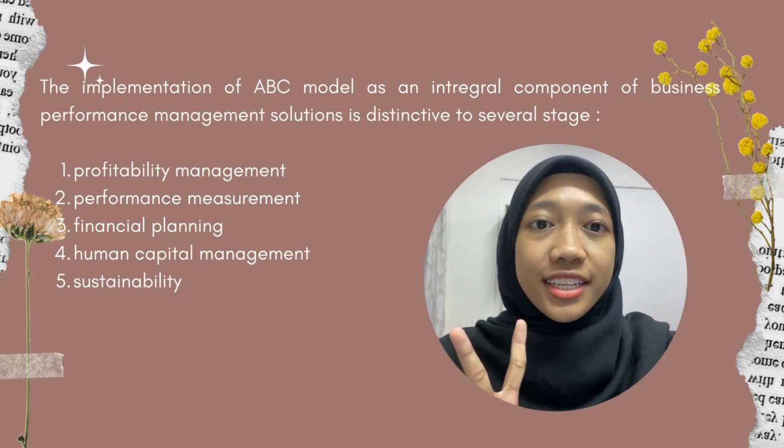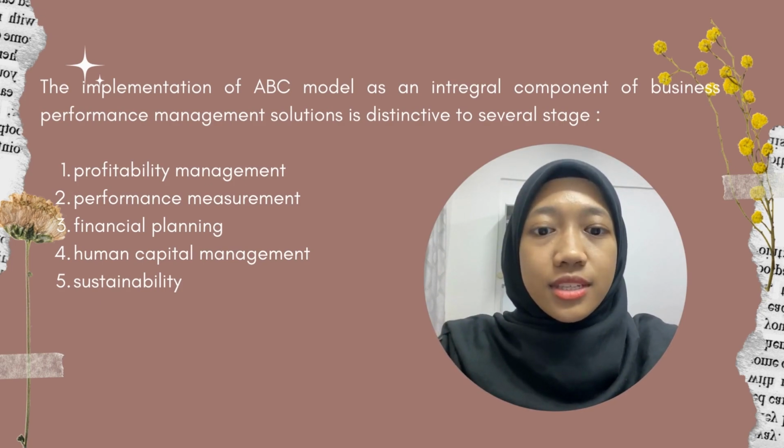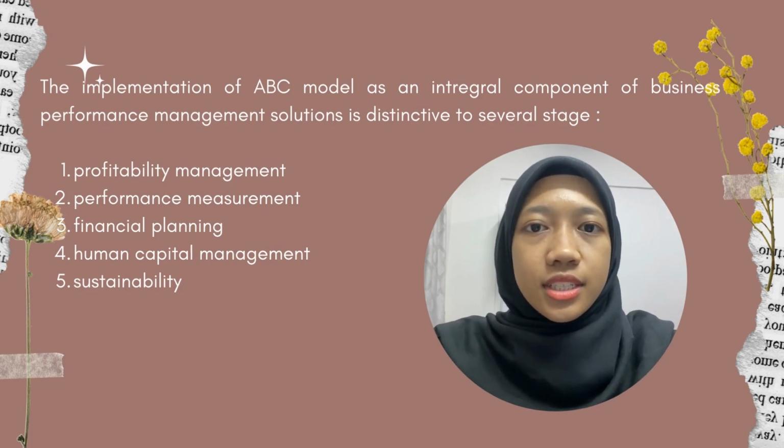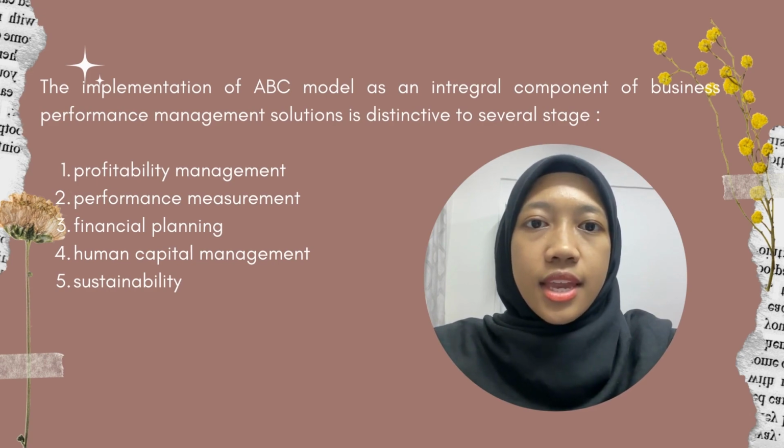Second is performance measurement. ABC is an important source of performance measures in organizations that integrate ABC with performance management. In the process dimension of the scorecard, activity costs provide the focal point for target setting and the scoring of goals around process performance.